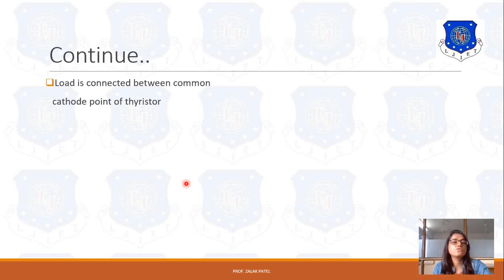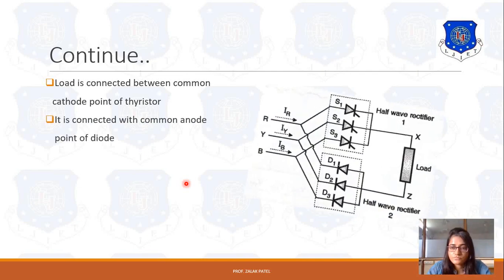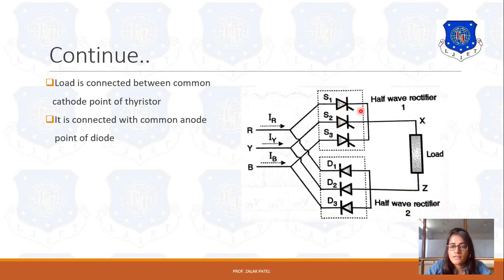For this, the load should be connected between the common cathode point of the thyristors. Here common cathode point of thyristor means the load should be connected with the cathode point of the SCR and the anode point of the diode, like this. Here you can see that 3 SCRs are connected and 3 diodes are connected. Here 3 SCRs form the first half wave rectifier and 3 diodes form the second half wave rectifier.